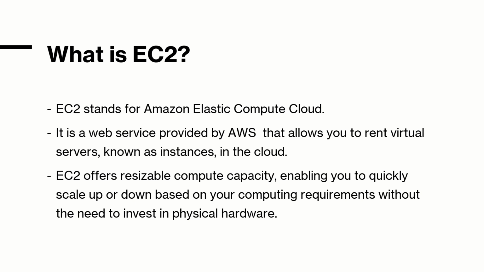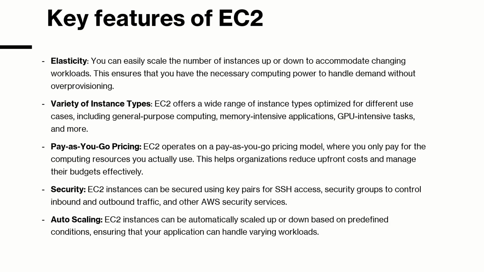The next topic will be the key features of an EC2. Reading through these features, you will realize its significance in the cloud landscape. Elasticity here means that the instances can be scaled up or down on demand. Different types of instances can also be made on EC2 that are optimized to different test cases.